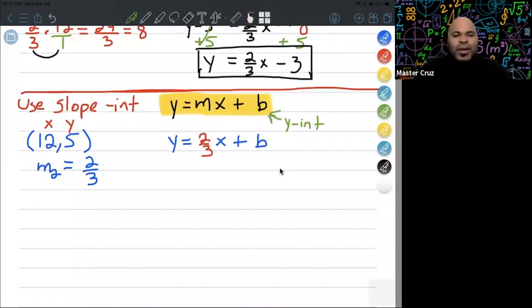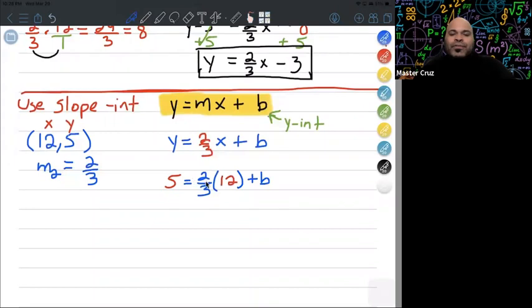Well, the cool thing about this is I know x and y. So I can substitute these into this equation and solve for b. So that's exactly what we're going to do. Let's substitute. Instead of writing y, I'm going to write down 5. So 5 equals 2/3. I'm going to open a parentheses because there's an x right there. And the x value is 12. So I'm just going to write down 12 over here plus b, and I'm going to solve for b.